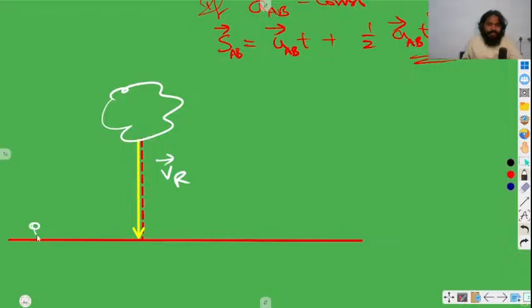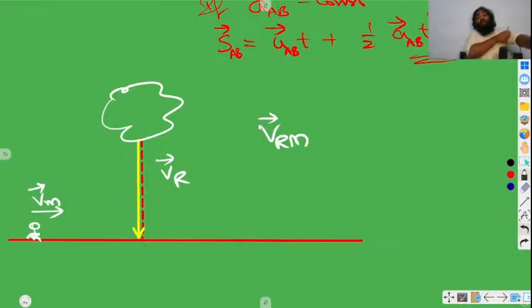And here there is a person moving in this direction with the velocity of man, VM. Now we are going to find the velocity of rain with respect to man. If you find that, then we can know how to hold the umbrella in order to protect from drenching in the rain. So VRM is equal to VR bar minus VM bar.